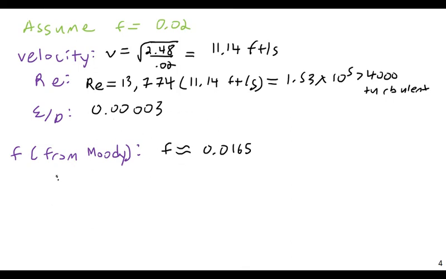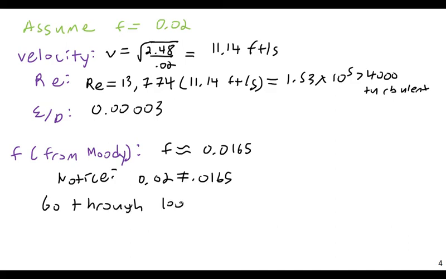Notice that 0.02 and 0.0165 are not equal, so I'm going to go through this loop until it converges on f. I'm going to try it again, and it should converge relatively quickly if we're doing it right, until we lock in on an f. This becomes my new assumption.